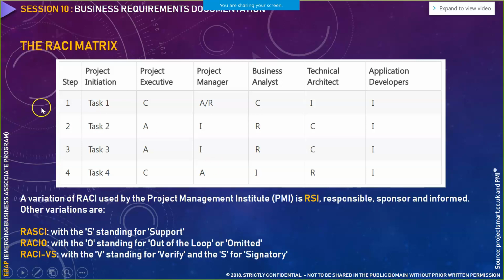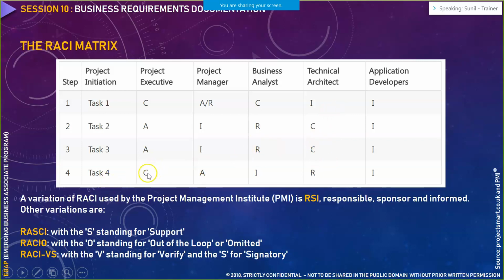Okay, if you see this grid closely, if I consider task 1, there are two persons being consulted, two persons being informed, but there is only one accountable and responsible. If you consider task 2, there are multiple people being informed. There is again one person being consulted, but the accountable and responsible is one. In task 3, there is project executive who is accountable. Project manager is informed. Application developers are informed. Then technical architect is being consulted, but responsible is one.